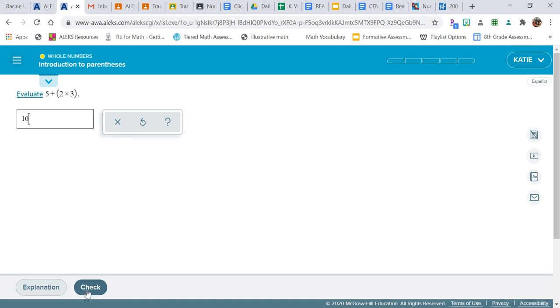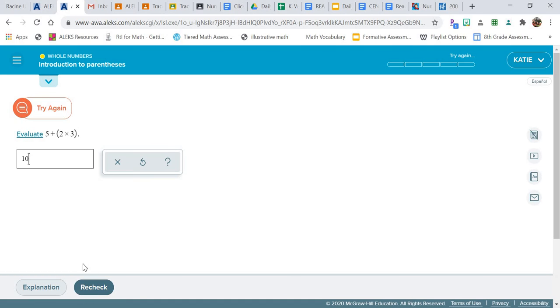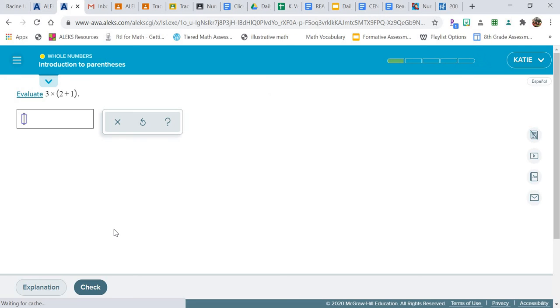And when I click check, notice that I got it incorrect. And I might have looked at my notes and said, oh, whoops, I forgot I'm supposed to do multiplication first and then add. So here I have to do 5 plus 6, which is 11. I could have either A, written down my problem wrong, or B, sometimes we just type a little too fast and I forgot to put a 1 instead of a 0. I can recheck my answer. Now I'm good.